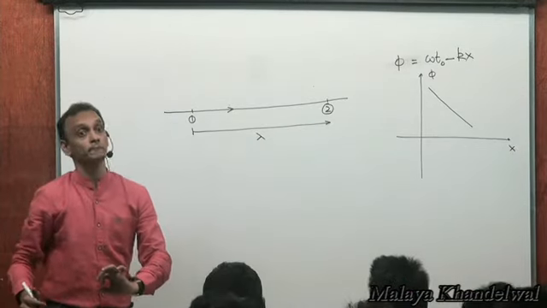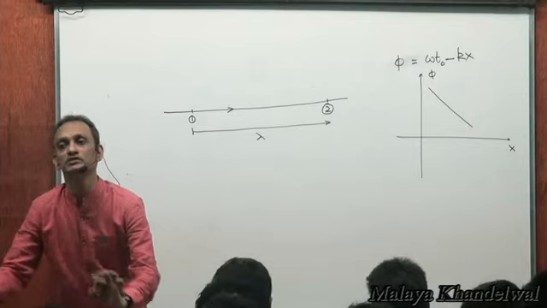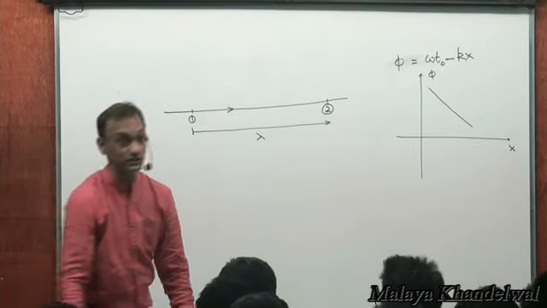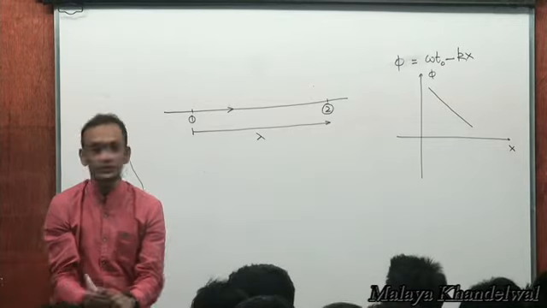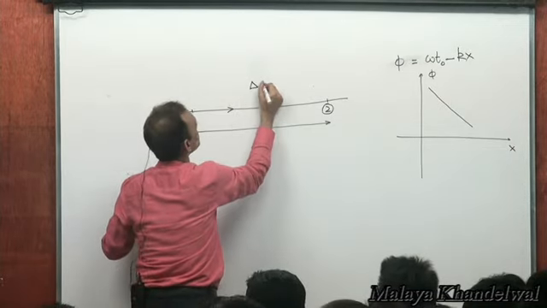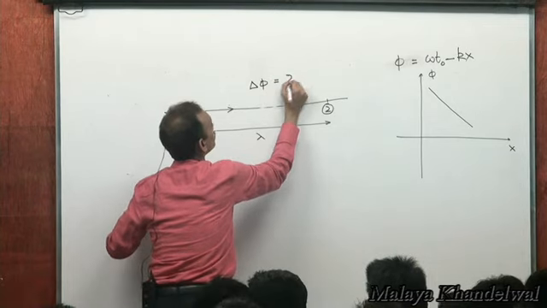Which means now you can apply the shopkeeper's method, Dukandar's method, to this. That means if you have two particles separated by a distance lambda, then the phase difference between them would be 2 pi.